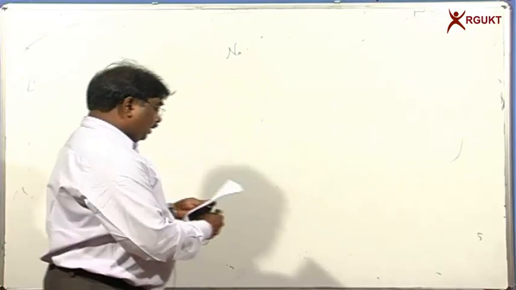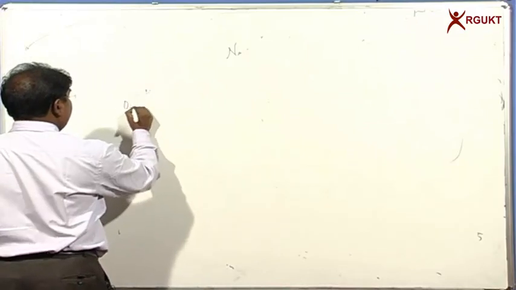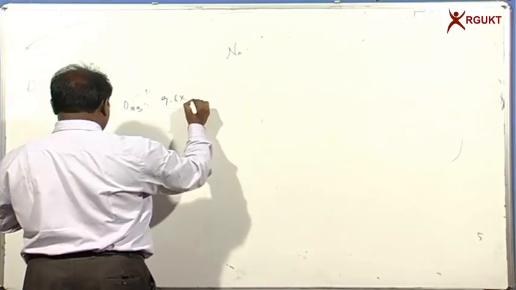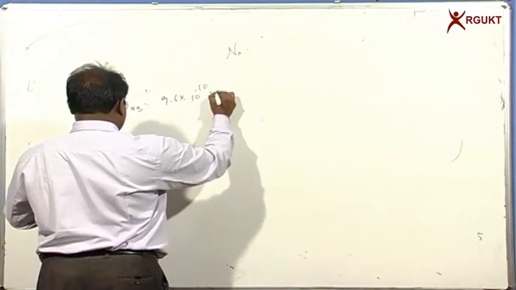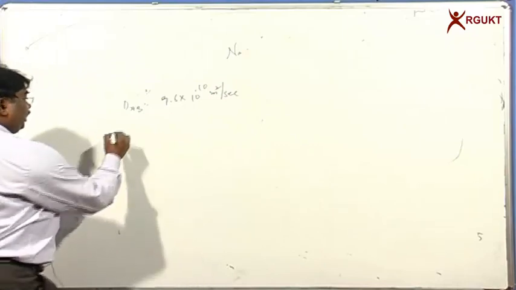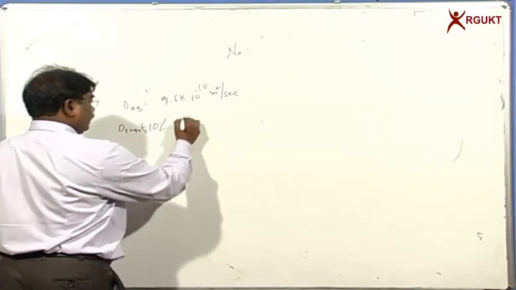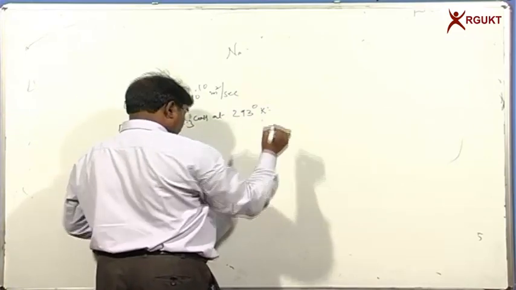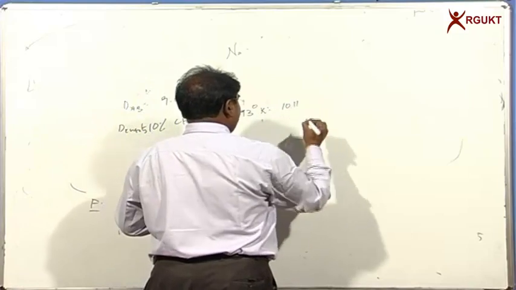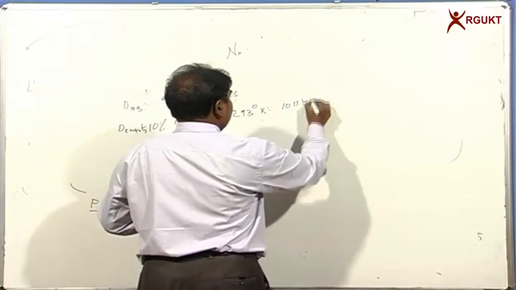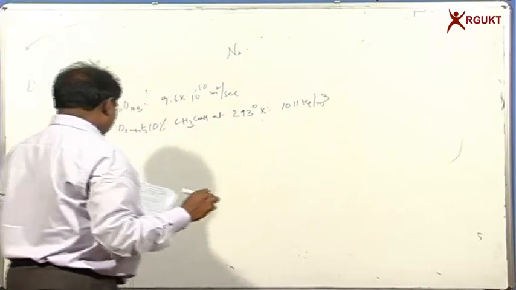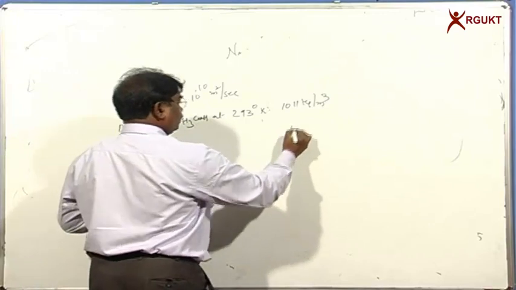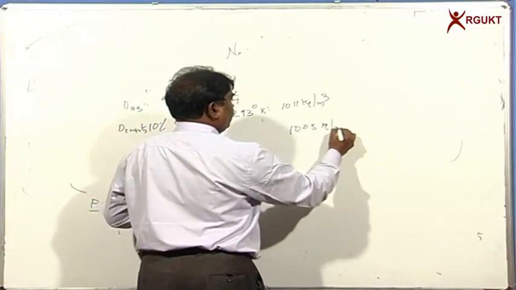In this case, the value of the diffusion coefficient of A in B, DAB, is equal to 9.6 times 10 power minus 10 meter square per second, and the density of 10% acetic acid at 293 degree Kelvin is equal to 1011 kg per meter cube, and for 3% acetic acid it is 1003 kg per meter cube.